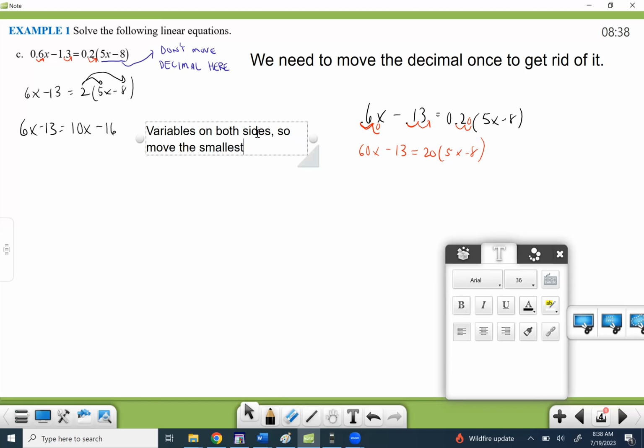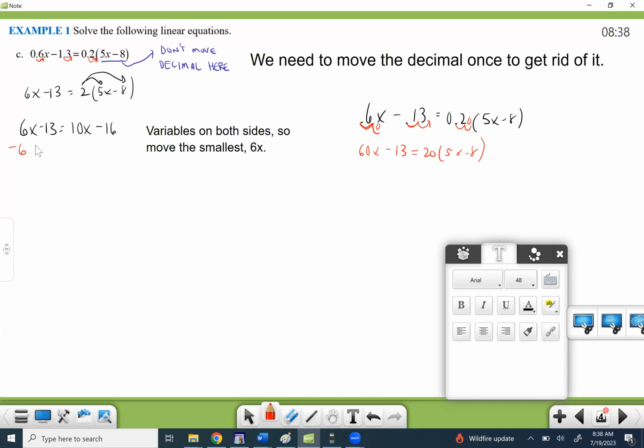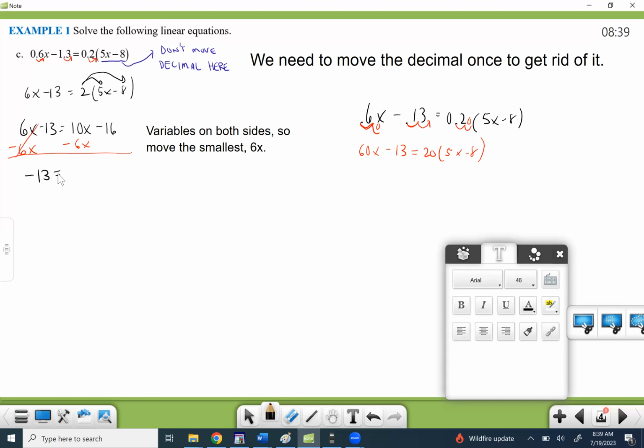So the smallest here would be the 6x. So we're going to move the 6x. So we'll take away 6. That way we have 6 minus 6 for 0. And that leaves us with a negative 13.